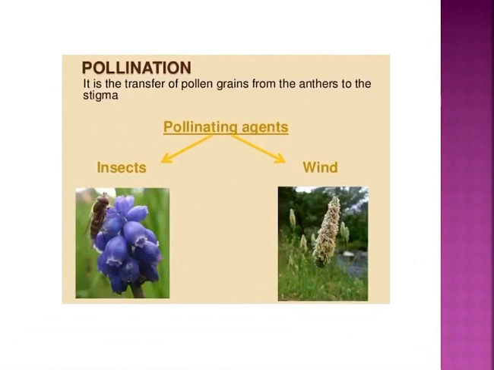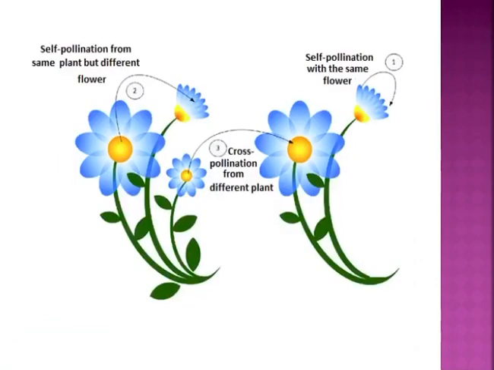Now, the first stage is pollination. The transfer of pollen grains from the anther to the stigma of the flower is called pollination, and this transfer can take place with the help of wind, water, or insects. These are called agents of pollination. Now, the two types of pollination are self pollination and cross pollination.